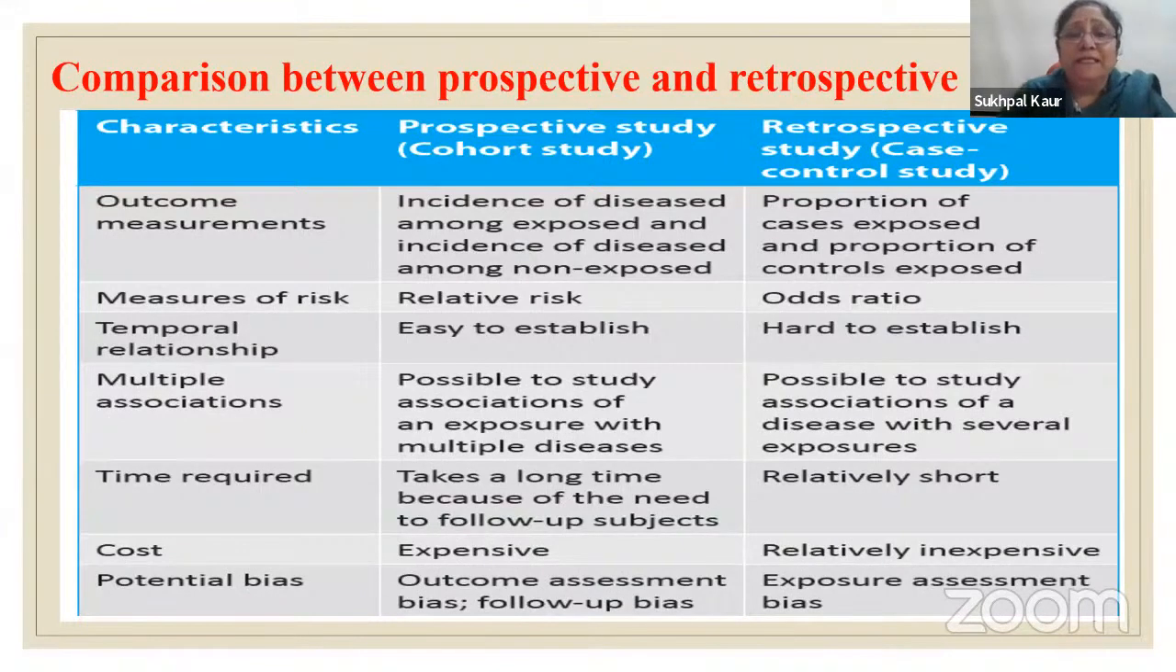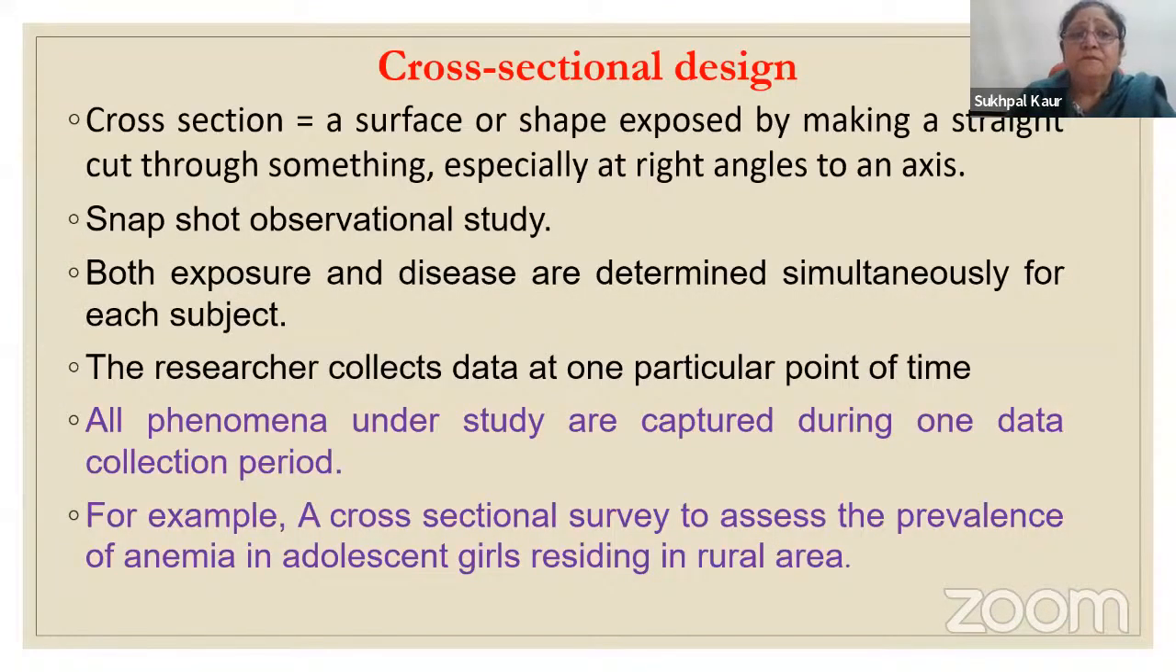The potential bias in prospective studies is outcome assessment bias and follow-up bias. In retrospective study designs, it is exposure assessment bias, or the selection bias, which we have already discussed, or the researcher bias. So this was about the retrospective and prospective.